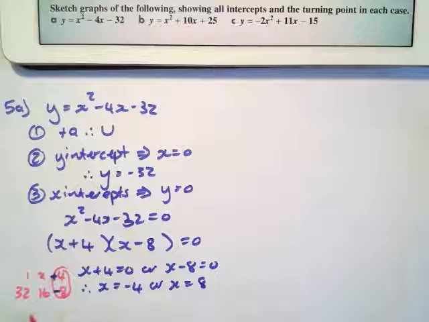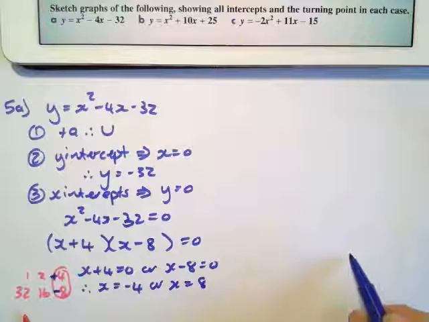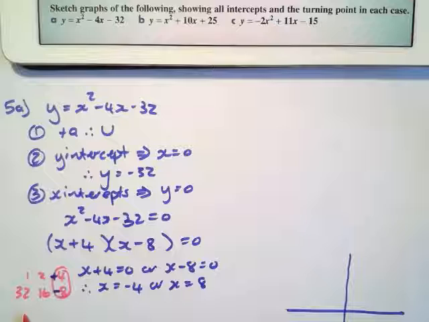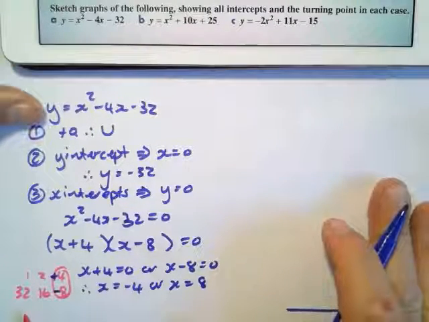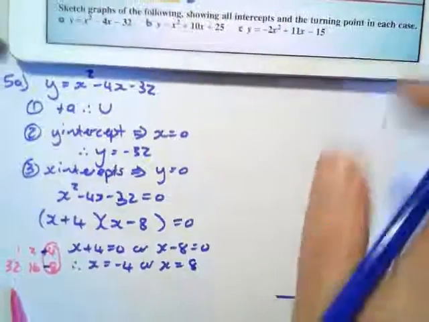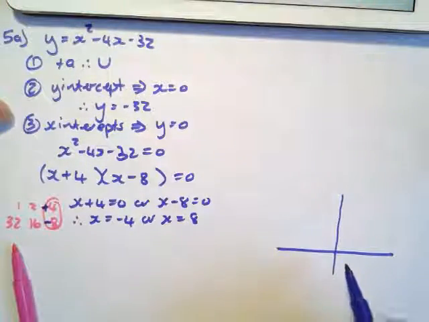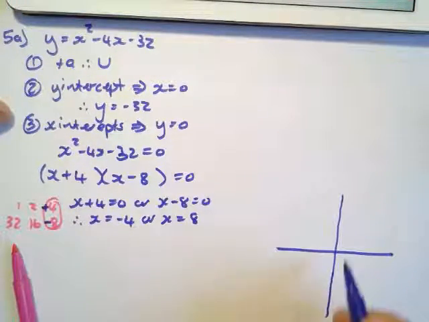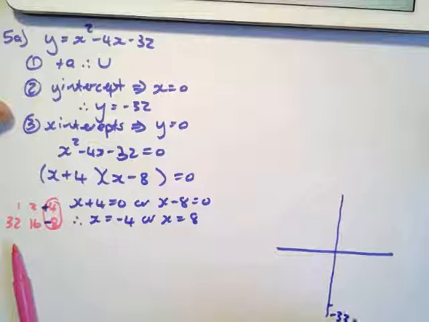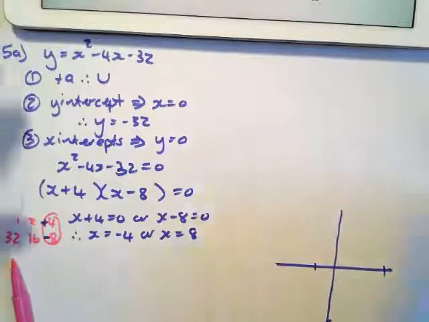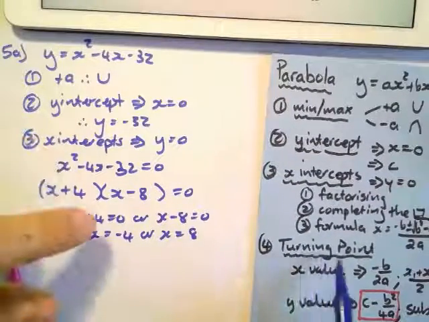So if I want to draw a quick thing here, what do we know? I know that my y-intercept is at negative 32, so I'll have to move this all up a little bit. Okay, my y-intercept at negative 32, over here. I know my x-intercept is at negative 4 and positive 8. What I need to do now, according to my recipe, is I need to find my turning point.